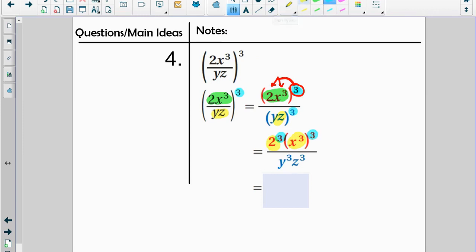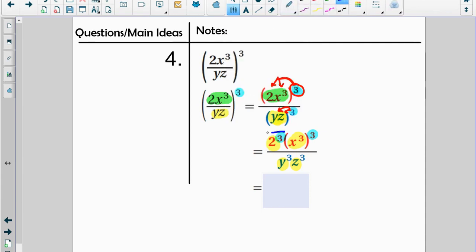And then even in the denominator, I do that same thing. YZ, remember, is y times z. So what I'm doing is distributing the exponent to both factors within the parentheses, what was grouped together. And it's going to end up becoming y to the third power times z to the third power. Now, I don't see any common bases here that I have to worry about trying to combine, but I do see that I still have some more properties that I can apply.